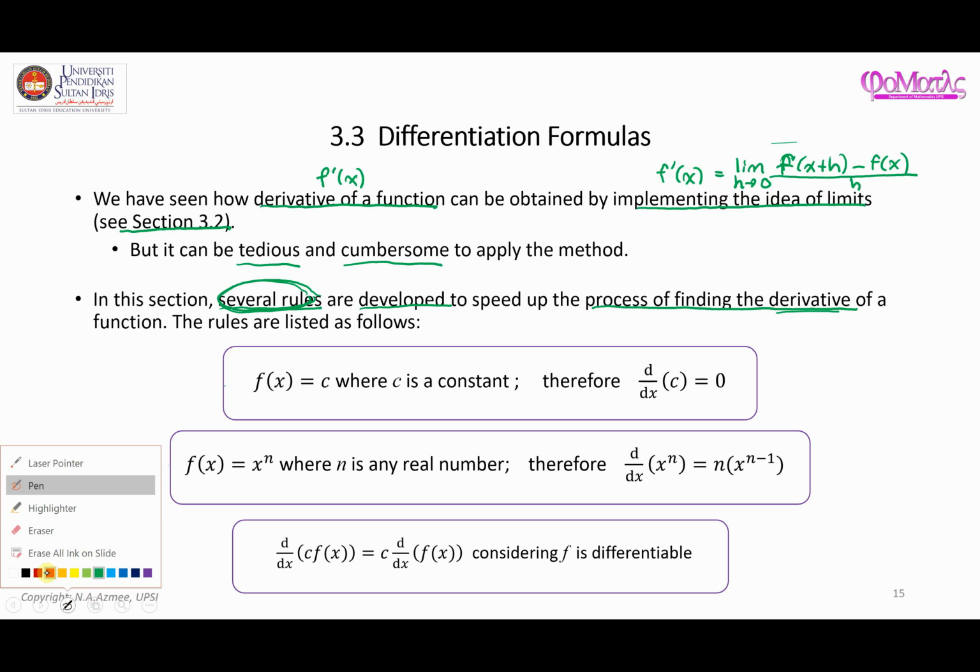Okay, let's talk about the first rule. So here we have a function that is just a simple constant. So function f of x is just a constant. Therefore, the derivative of a constant is going to be equal to 0.